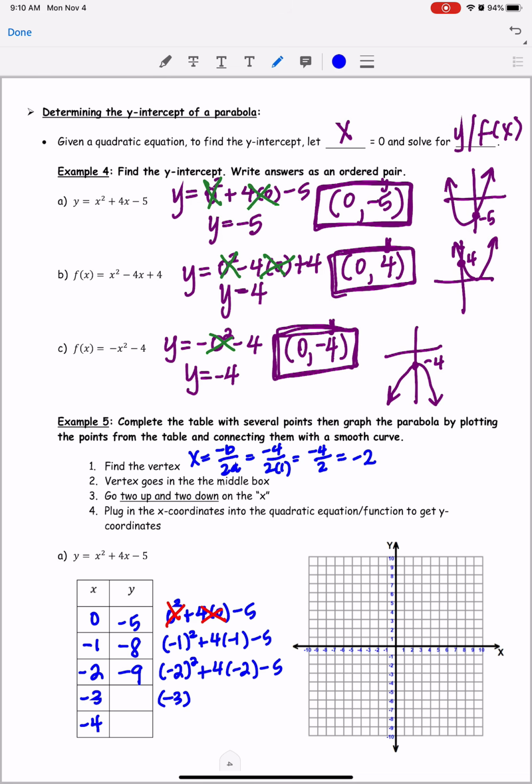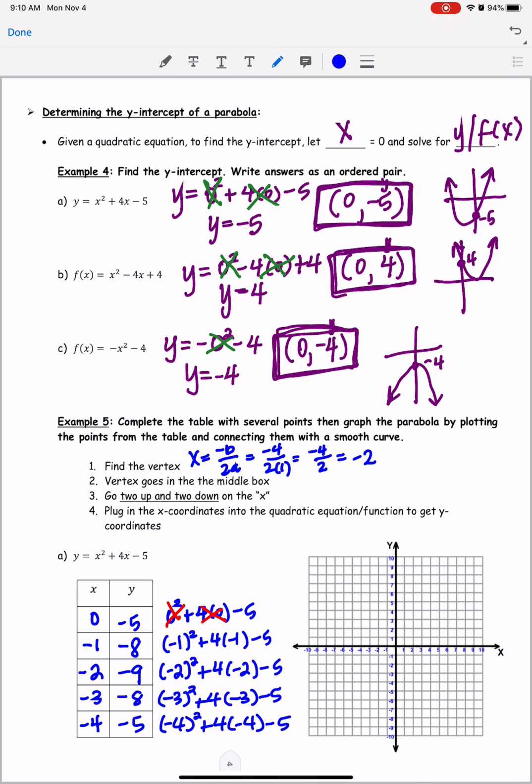Negative 3 squared plus 4 times negative 3 minus 5. We're going to get negative 8. Then our last one, negative 4 squared plus 4 times negative 4 minus 5. And that's going to give me negative 5.